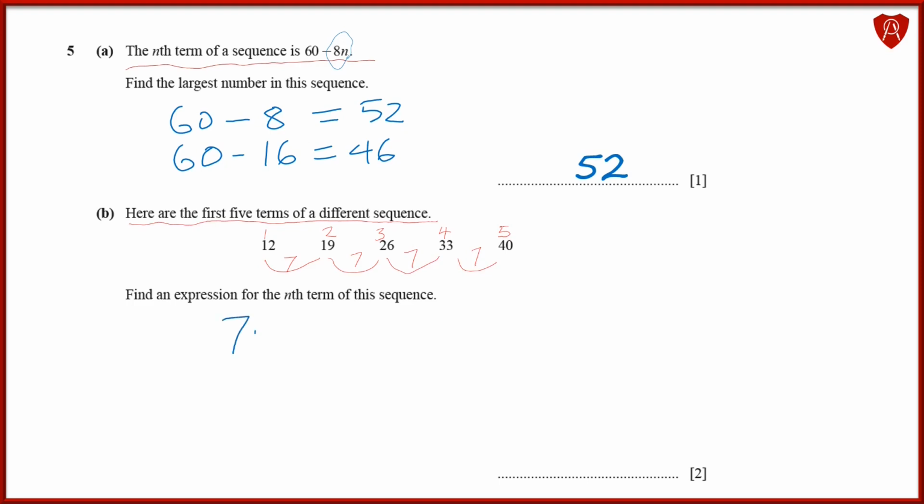So 7n must be part of the general term. But if we record here 7n, 7 times 1 is 7, 14, 21, 28, and 35. What adjustment do we need to do to make these terms equal? We need to add 5, and we have the general term for the nth term, 7n plus 5.